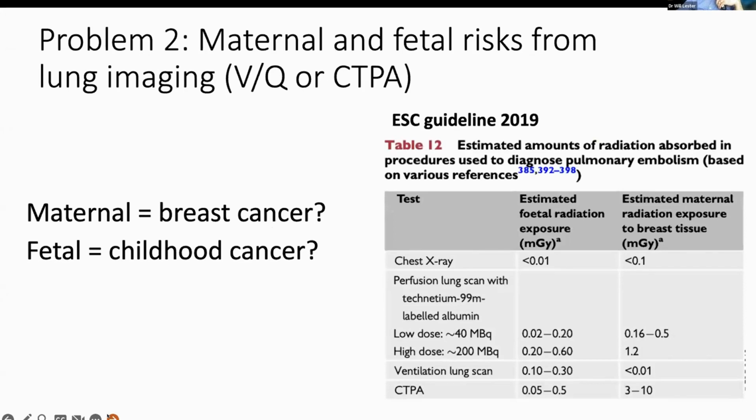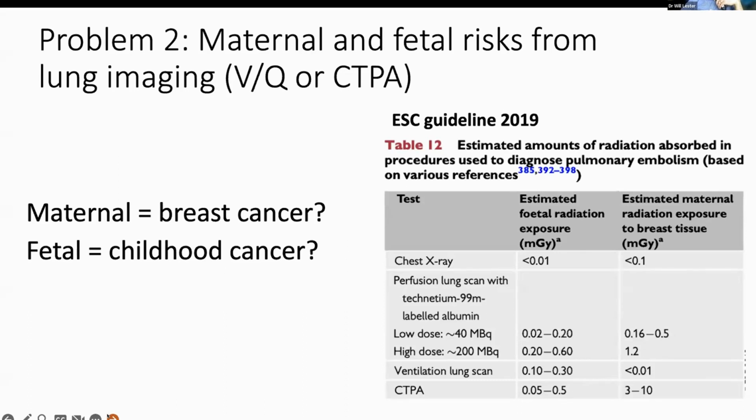So that's problem 1. We don't have the equivalent tool that we have outside of pregnancy, so we end up doing a lot of scanning. Problem 2 is this issue of maternal fetal risk from lung imaging, be that VQ scan or CTPA. And there are these 2 theoretical risks. One is maternal breast cancer from the radiation of a CT scan, especially as breast tissue is changing during pregnancy and perhaps is more radiosensitive. And then there's this concern over fetal radiation and childhood cancer.